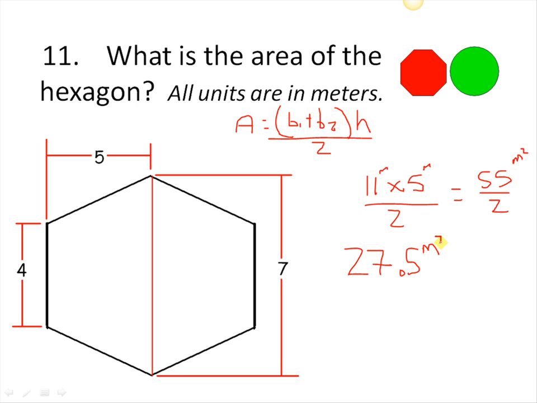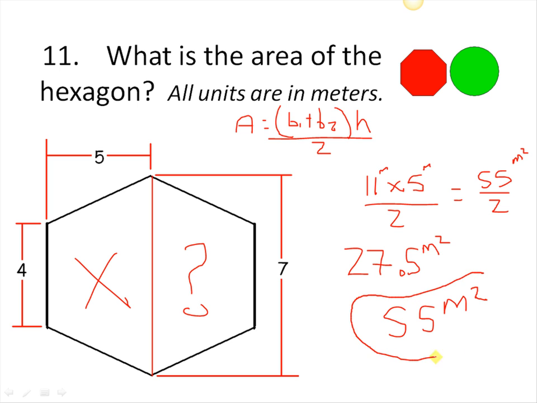meters squared. But 27.5 meters squared is just the area of this side, and I need to know the area of this side too, so it's just doubling that. So if I double 27.5, I come up with 55 meters squared for the total area of this hexagon.